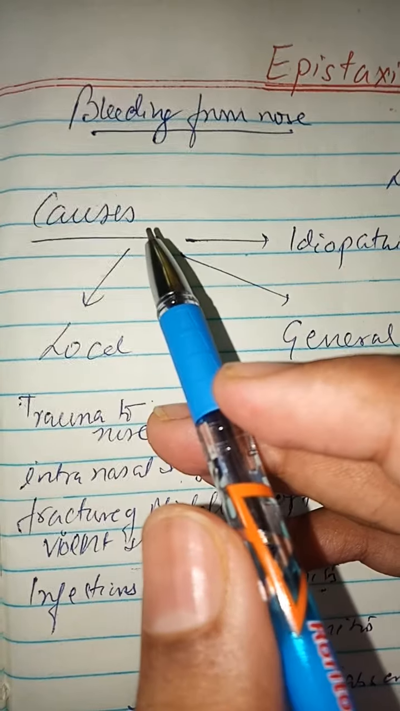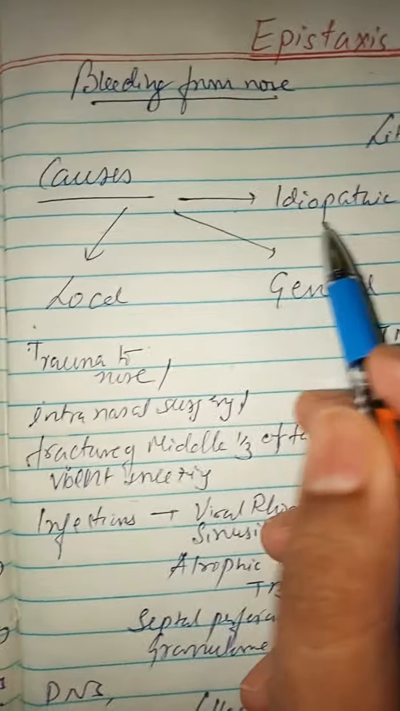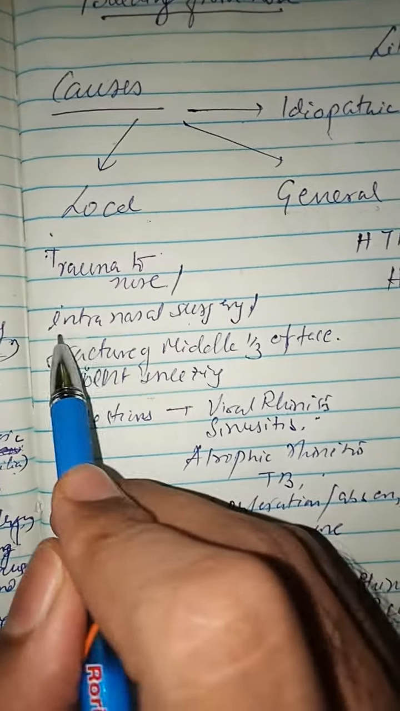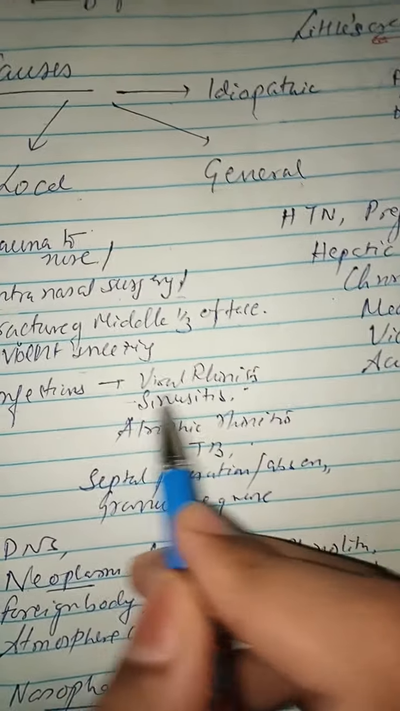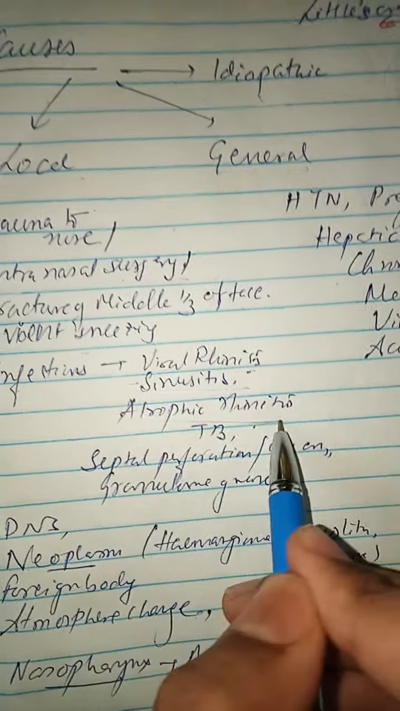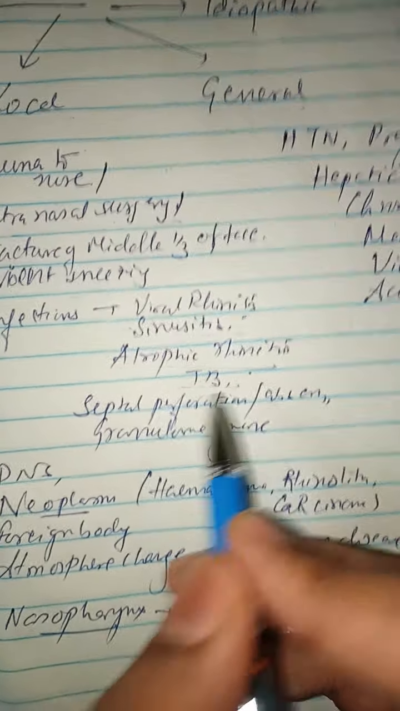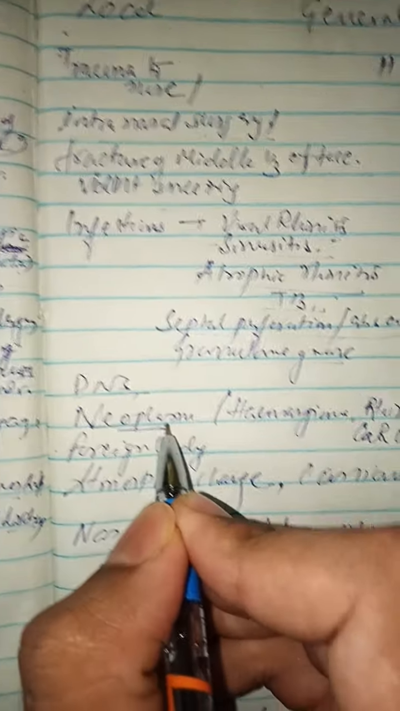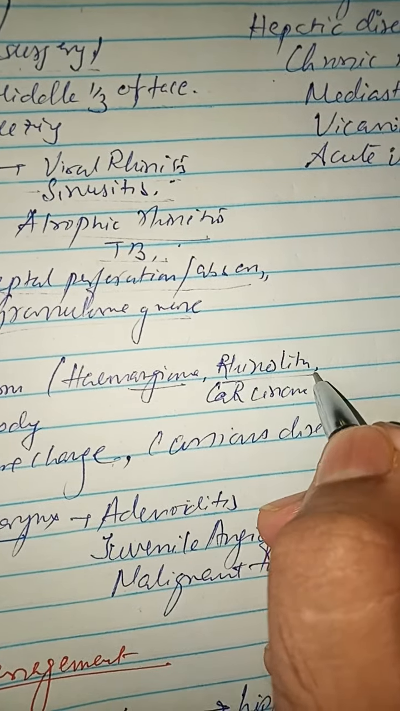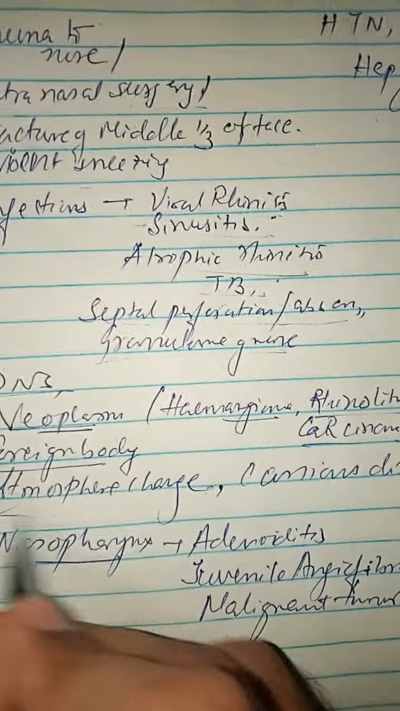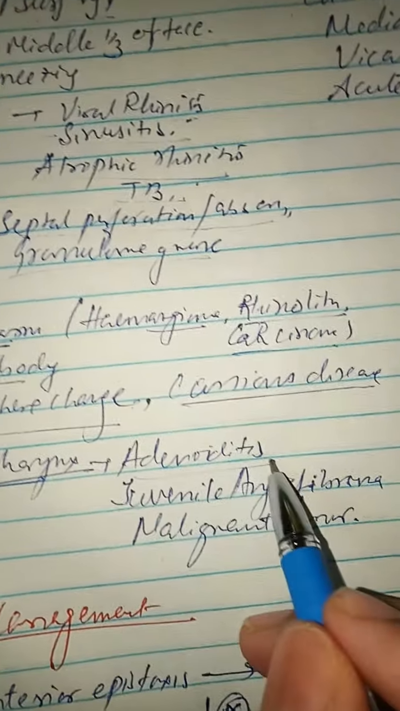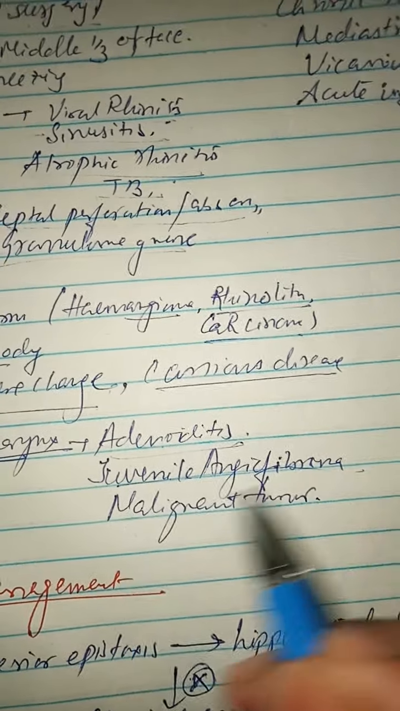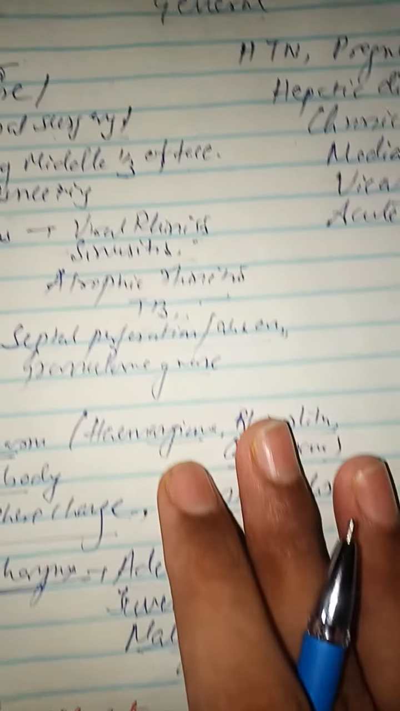Now, what is the cause of epistaxis? Epistaxis is basically caused by local causes, general causes, and idiopathic causes. Local causes are trauma to the nose, intranasal surgery, fracture of the nose, middle one third, any violent sneezing, infection like viral rhinitis, sinusitis, atrophic rhinitis, TB, granulomatous diseases of the nose, septal perforation or any abscess, deviated nasal septum, neoplasm, hemangioma, rhinolith or carcinoma, foreign body, atmospheric change, Caisson's disease, or any nasopharyngeal cause like adenoiditis, angiofibroma, juvenile angiofibroma, or any malignant tumor. These are the local causes.